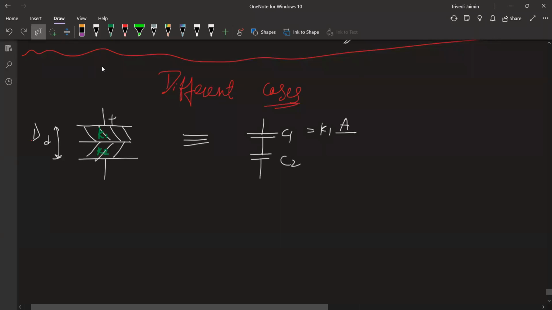A epsilon naught D by 2, and C2 equals K2 A epsilon naught D by 2. So this equivalent will be 1 by C equivalent equals 1 by C1 plus 1 by C2.